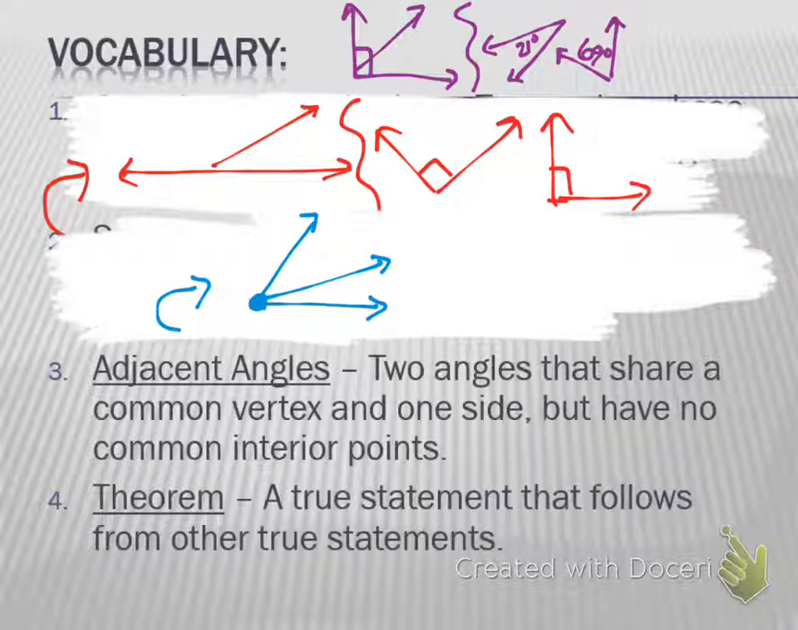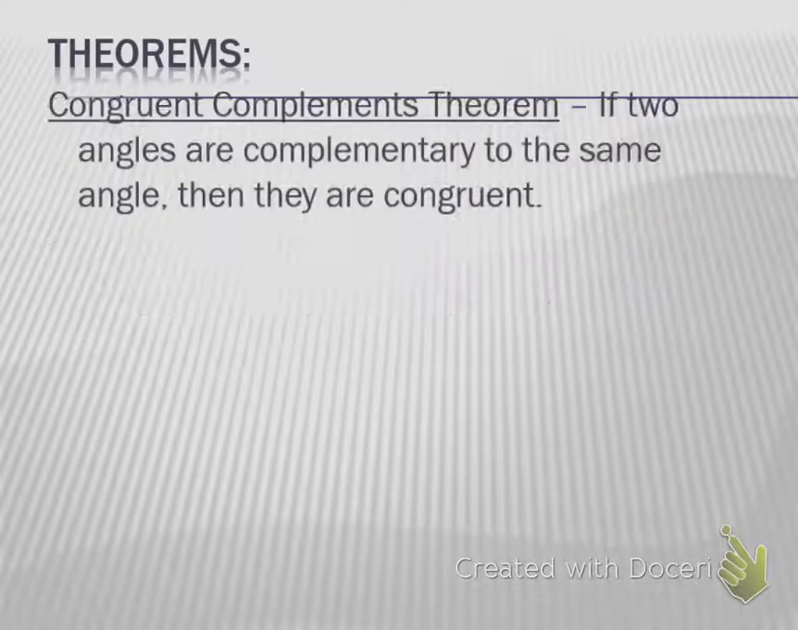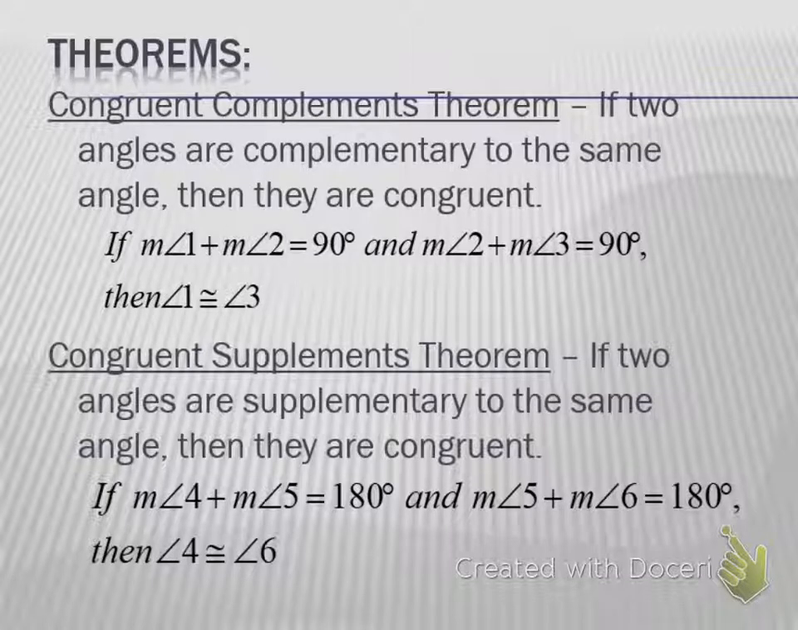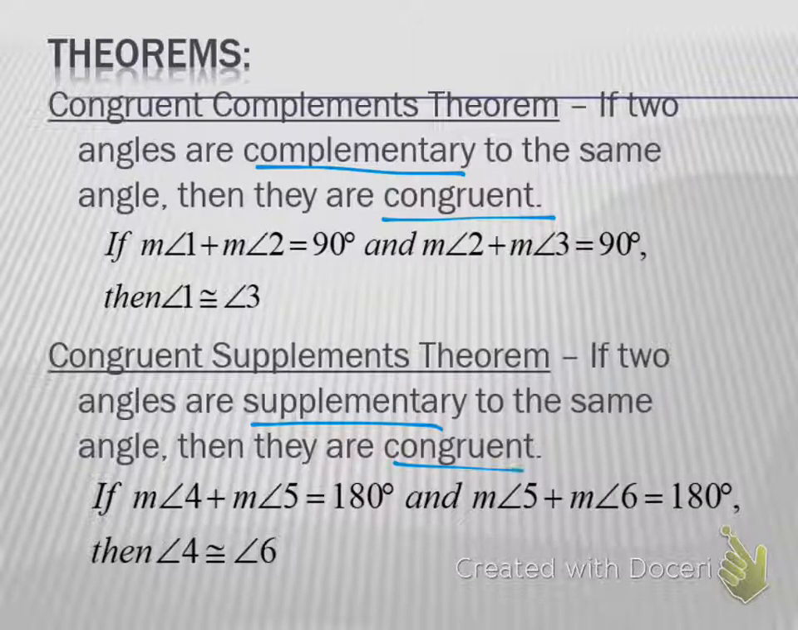Okay, so let's get some theorems down, some true statements that follow from other true statements. First, we have the congruent complements theorem. If two angles are complementary to the same angle, then they are congruent. Okay, similarly, we have the congruent supplements theorem. If two angles are supplementary to the same angle, then they are congruent.